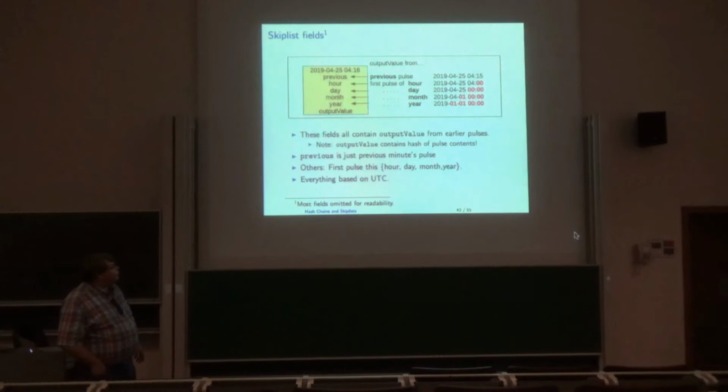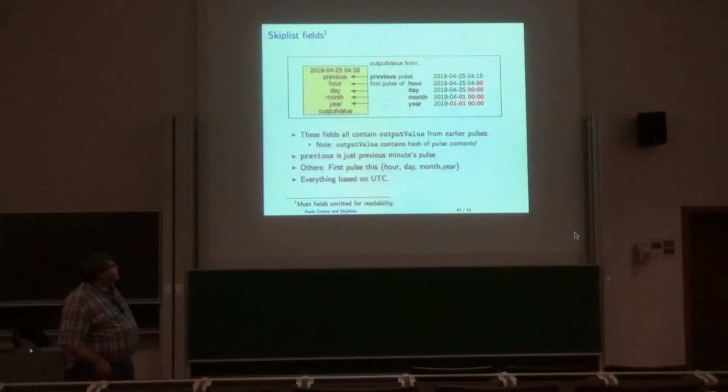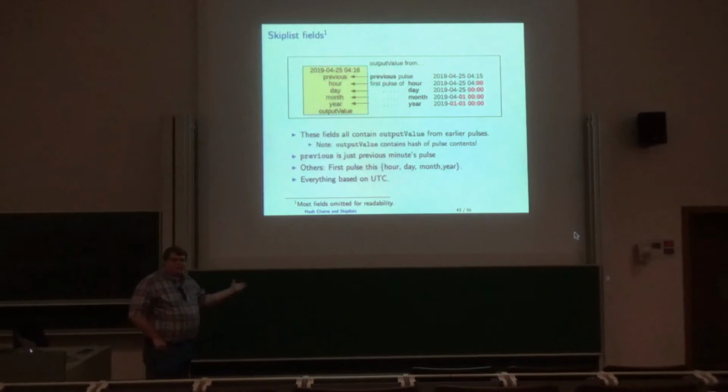All this is UTC, or GMT equivalently, or Zulu time. So you have to use universal time. I've tried to illustrate this with the time. For 2019, April 25th at 4:16, obviously 4 o'clock is the first pulse that hour. Midnight on 4/25 is the first pulse that day. Midnight on April 1st is the first pulse that month. And midnight on January 1st is the first pulse that year. So this is not too hard to understand.